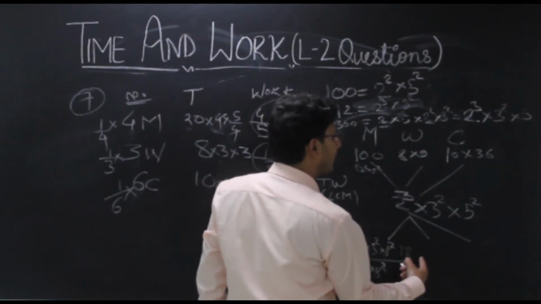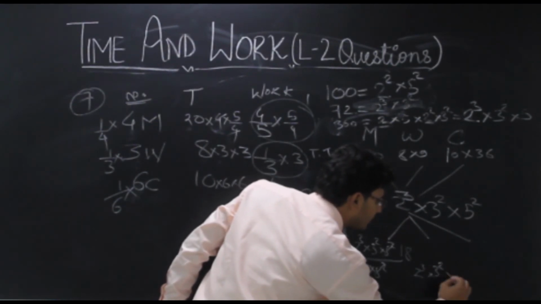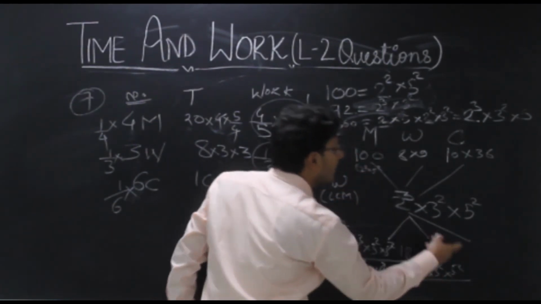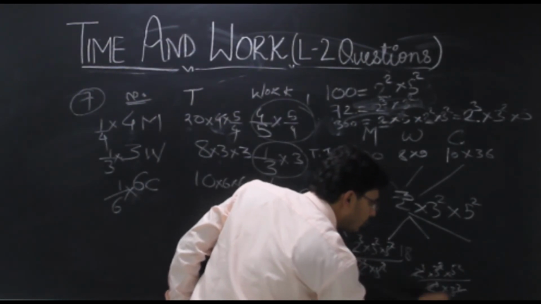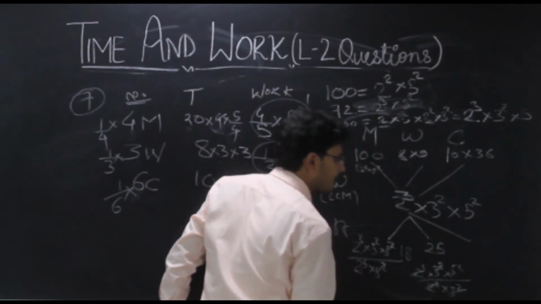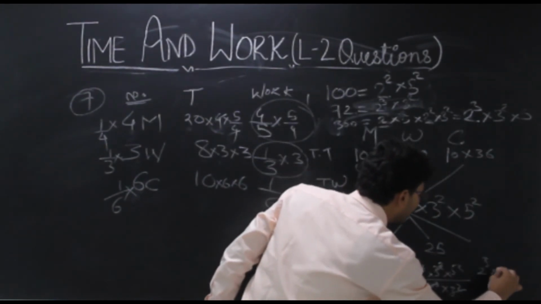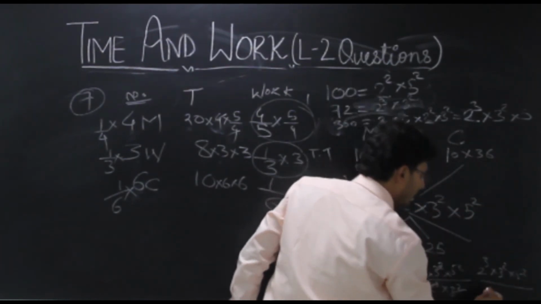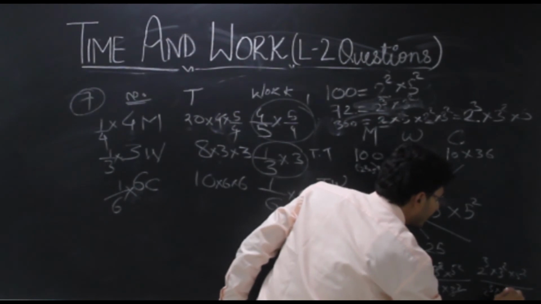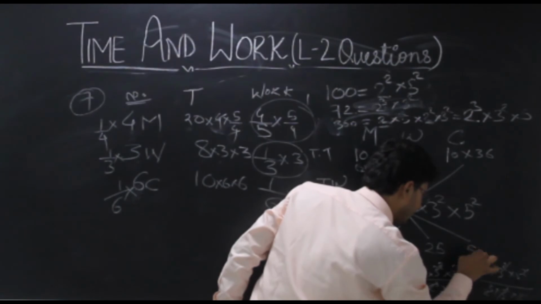Same logic for women. This is the entire work. For women it will be 2 cube into 3 square into 5 square divided by 2 cube into 3 square. That means for woman efficiency is nothing but 25. And same for the children, it's 2 cube into 3 square into 5 square divided by 2 cube into 3 square into 5. So that comes out to be nothing but 5.